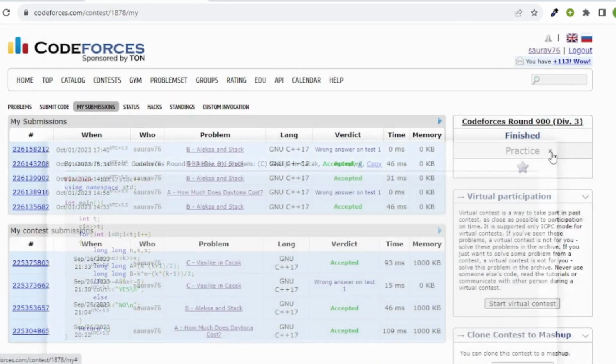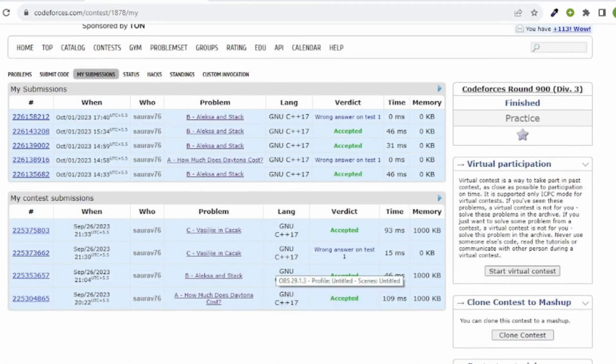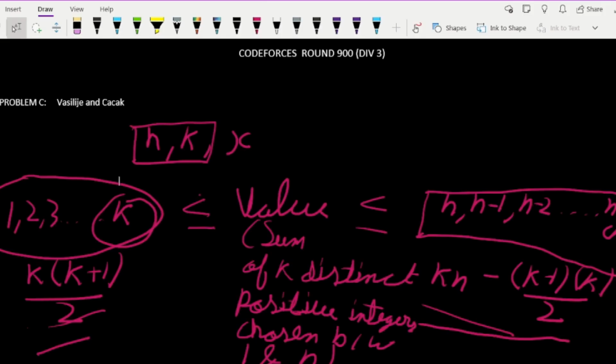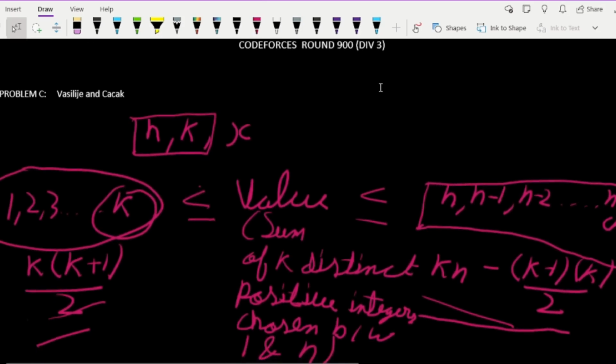So I hope you liked my solution, and this is all for this particular contest, which is Codeforces Round 900 Div 3 problem C.